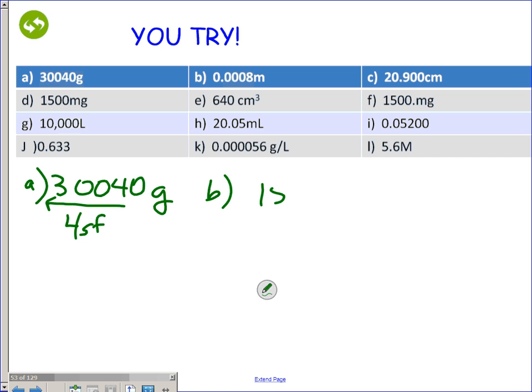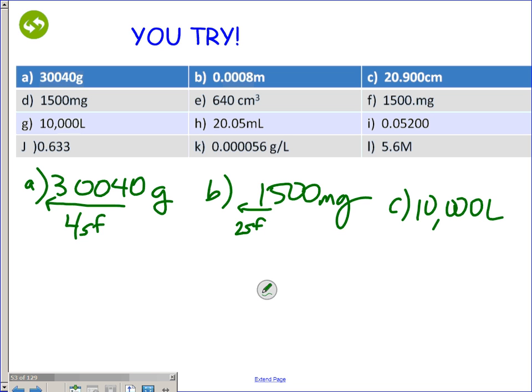B, 1,500 milligrams. How many sig figs did you say? I heard 2. Good. The decimal is absent. Start from the Atlantic. Skip, skip. Those 2 right there are 2 sig figs. C, 10,000 liters. How many sig figs? 1. Good. The decimal is absent. Start from the Atlantic. Skip, skip, skip, skip. The first one you start counting at is that 1, and that's it. 1 sig fig.